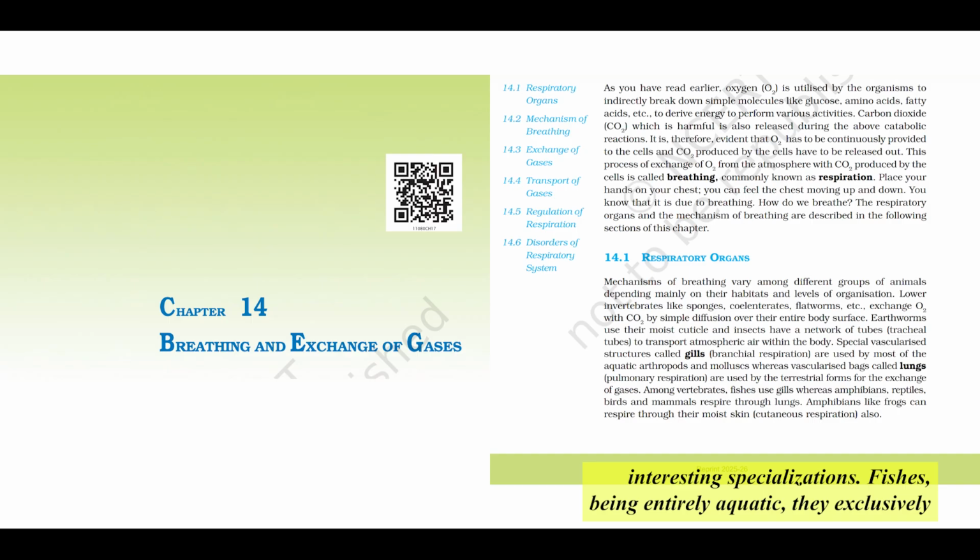If we look specifically at the vertebrates, we see further interesting specializations. Fishes, being entirely aquatic, exclusively use gills. Amphibians, like frogs, show amazing adaptability. They do have rudimentary lungs for breathing air, but they can also respire through their moist skin. That's cutaneous respiration again, especially when underwater or hibernating. Some even use their mouth lining. This dual capability lets them thrive in both water and on land. Reptiles, birds, and mammals, being primarily terrestrial, predominantly respire through well-developed lungs.